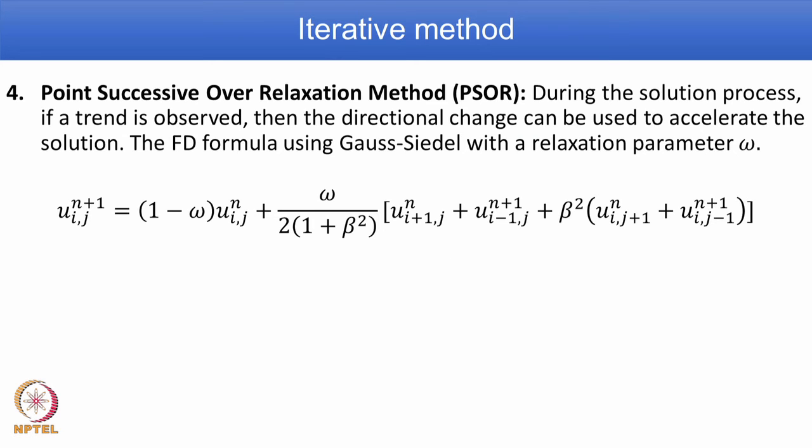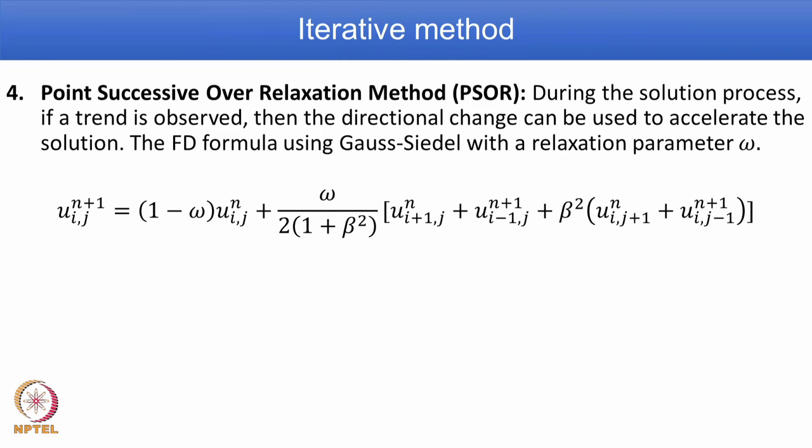Next we see a procedure called the point successive over relaxation method, otherwise PSOR. So, we know the solution is progressing and it is likely to reach the solution in the same direction, and this is what is known as a directional change. So, if a trend is observed, why not we accelerate, and that is the idea, and that is implemented by a procedure called the over relaxation method.